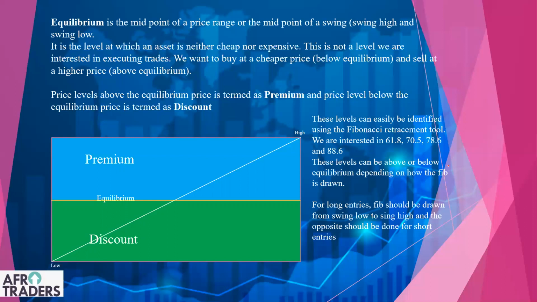These levels can either be in premium or at a discount level, depending on how you draw your Fibonacci. So if you're looking to pick a trade in the discount, that is to look for buys, then you have to draw your Fibonacci from a swing low to a swing high. And if you want to pick a trade inside a premium range, then you have to draw your Fibonacci from a swing high to a swing low.